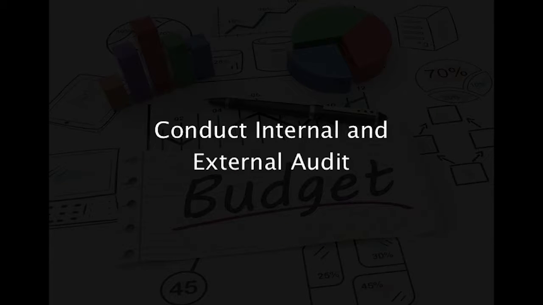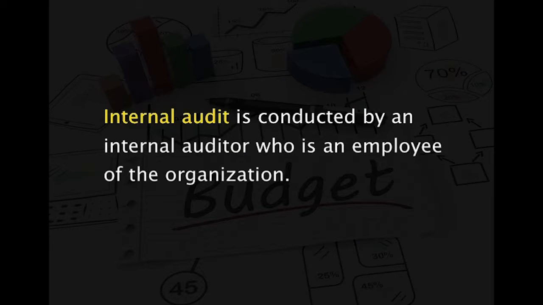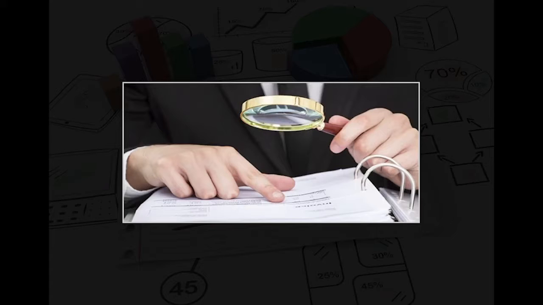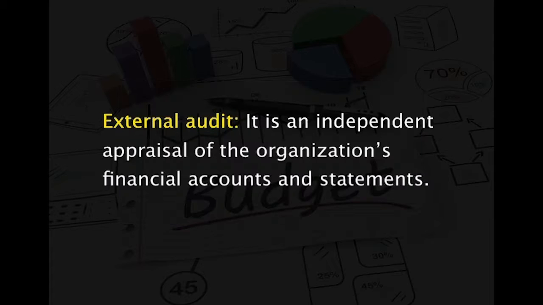The next step in budget control is to conduct internal and external audit. Internal audit is conducted by an internal auditor who is an employee of the organization. He makes an independent appraisal of financial and other operations. In addition, he appraises the company's policies, plans and management performance. As internal audit is conducted regularly, it keeps the employees always alert.